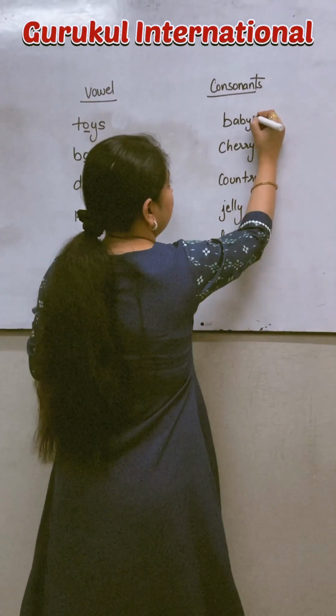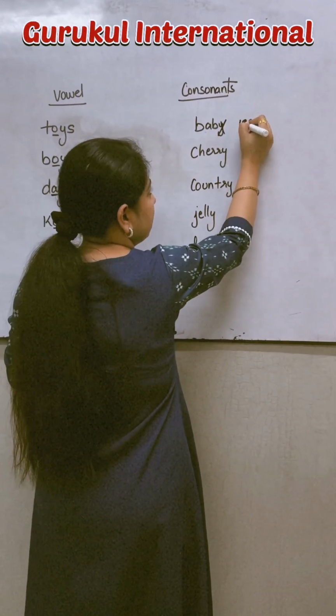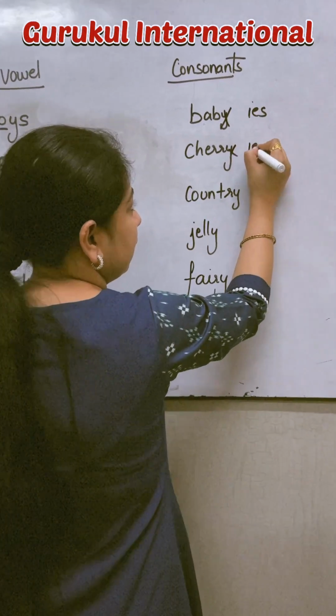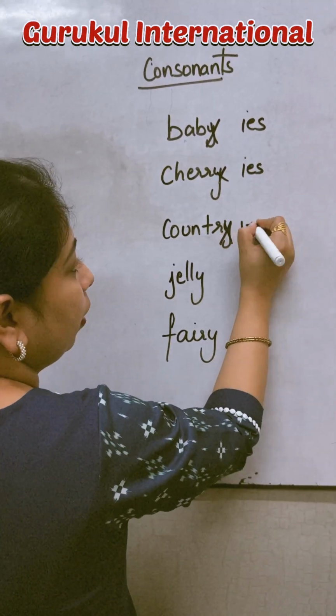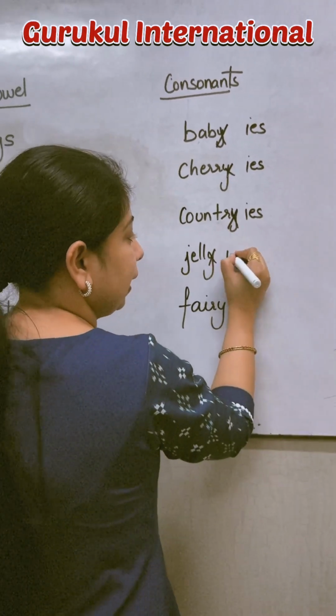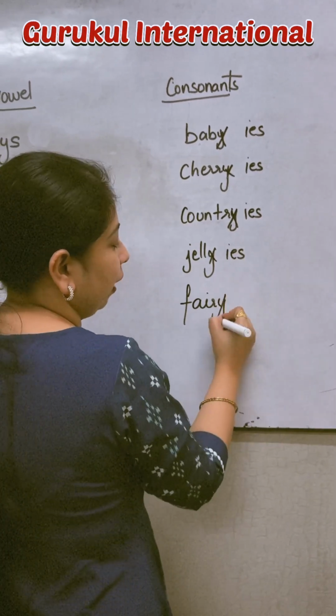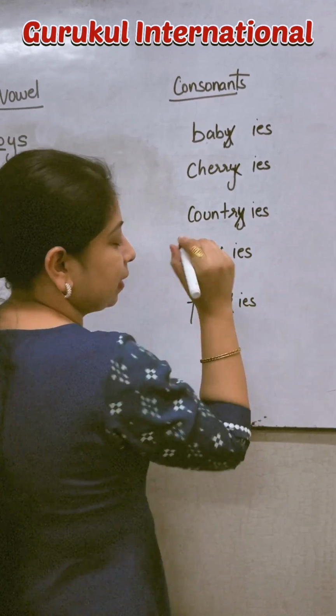For example, babies, cherries, countries, jellies, and here in fairy, fairies.